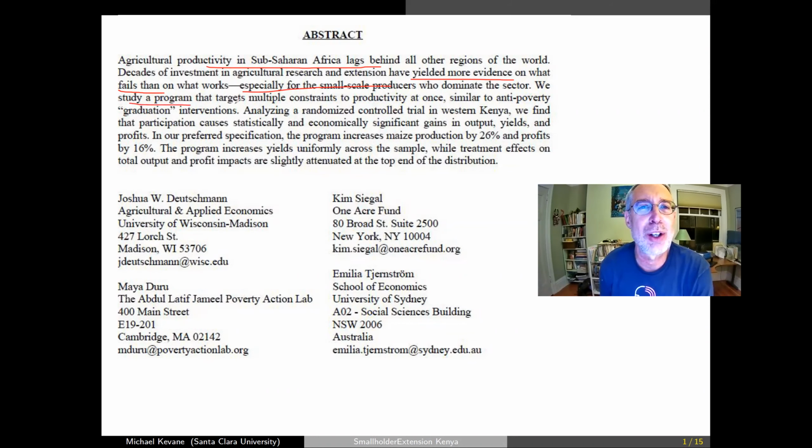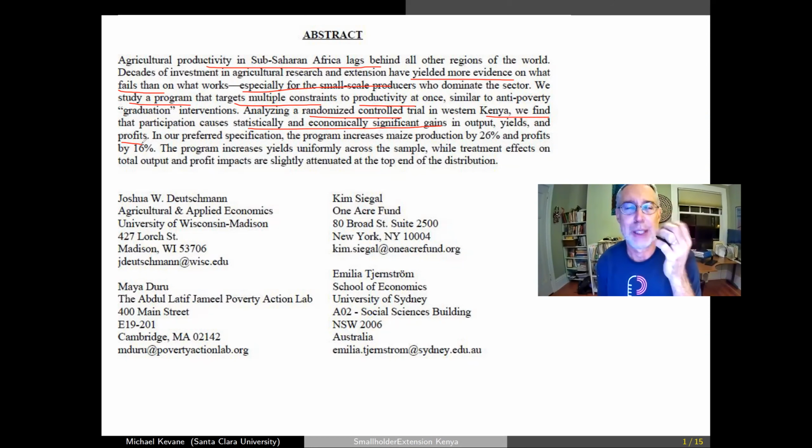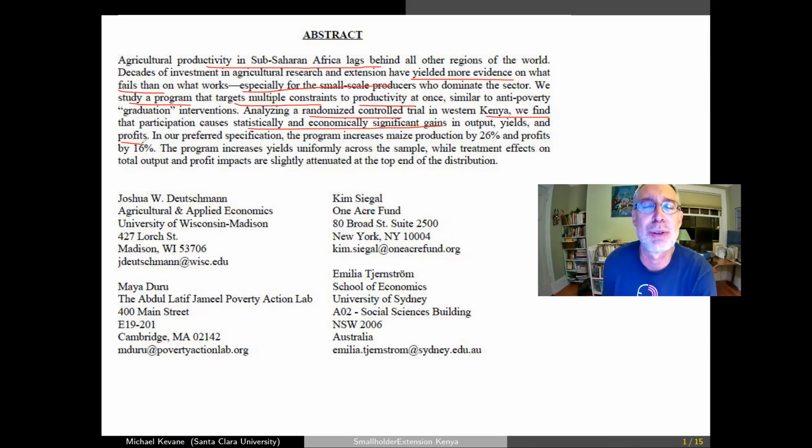And they study a program that targets multiple constraints to productivity, so a bundled package, in a randomized control trial setting in Kenya. They find that participation in this program by the One Acre Fund, a non-governmental organization, leads to economically significant gains in profits, which is really what we care about at the end of the day. Maximizing yields or output is not really very relevant if it's very expensive to do so, and could even produce negative profits, which of course would be hardly something we would desire.